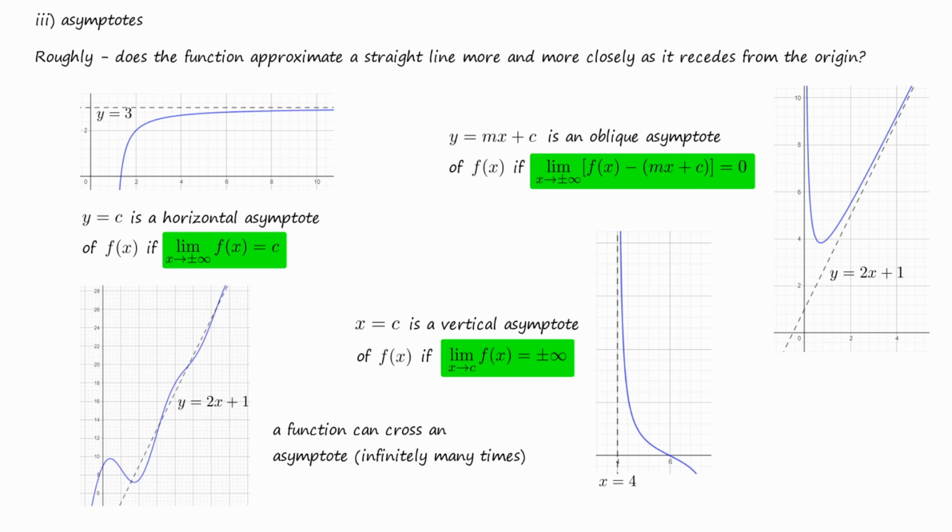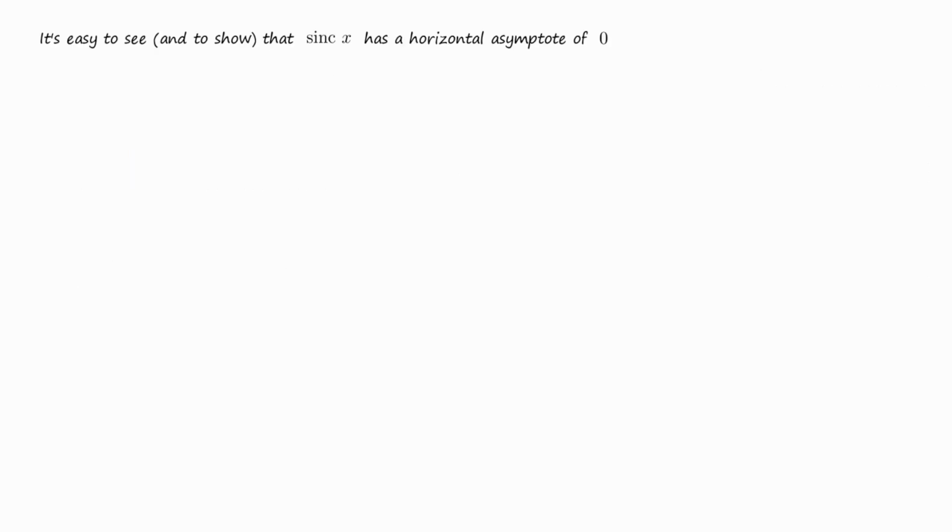And we should note in passing that a function can cross an asymptote even infinitely many times. And here we see an example of a function with an oblique asymptote of y equals 2x plus 1, and the function crosses that line more than once. Now we can easily show that sinc x has a horizontal asymptote of 0, i.e. of the x-axis. That is, we can show that the limit as x tends to infinity of sinc x equals 0.